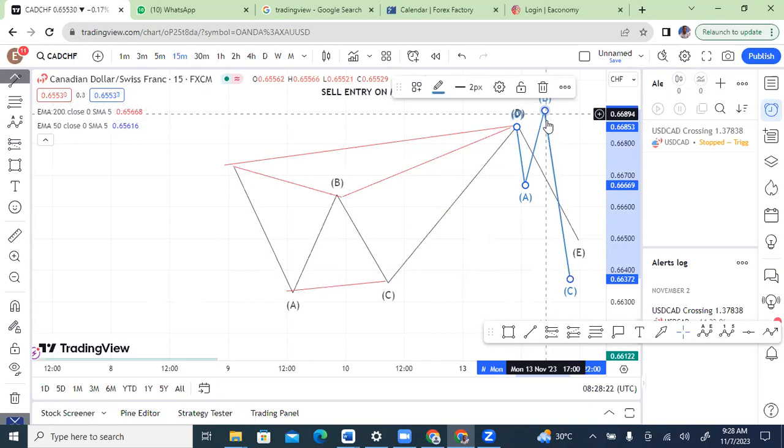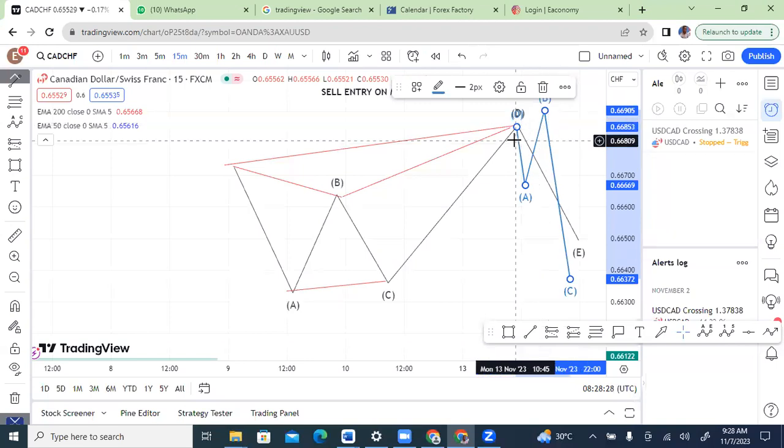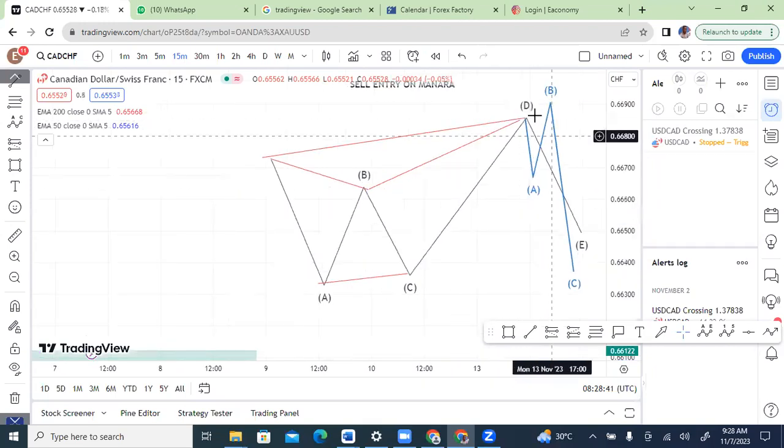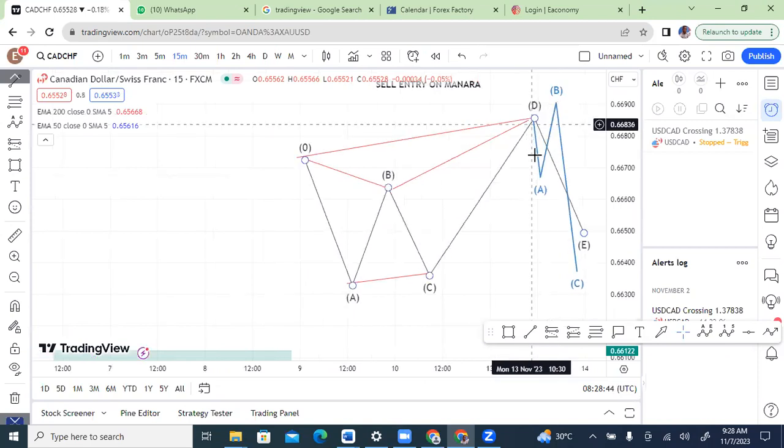Then the moment you see it start dropping, like I said, there are some candlesticks you have to look out for to be sure that yes, this is a second leg entry. You have to see some candlesticks. So when Manara gives you the entry at D for a sell, this is what the D for the sell will be on the upside, because it wants to drop.